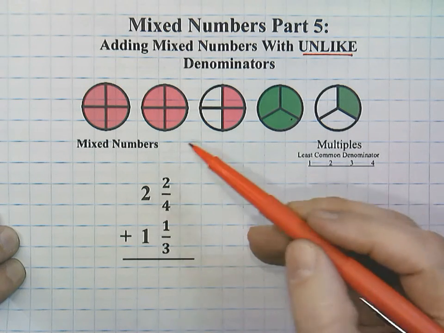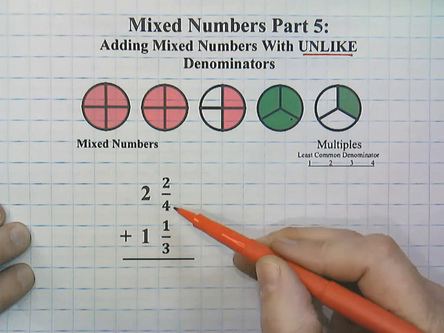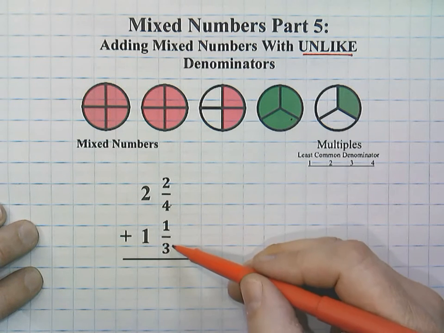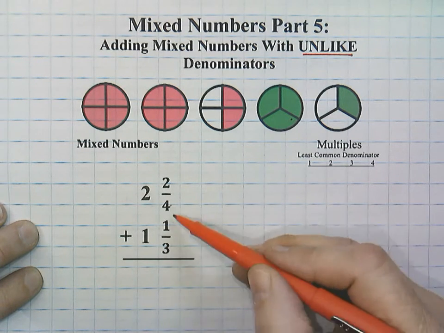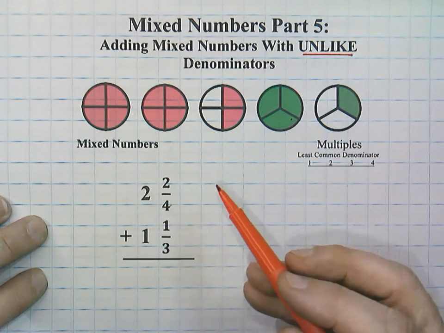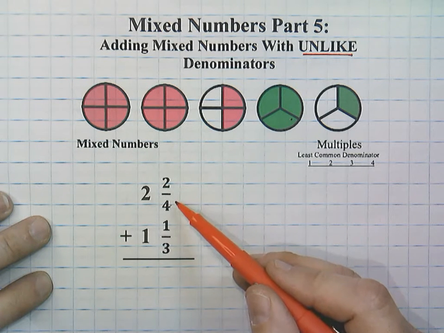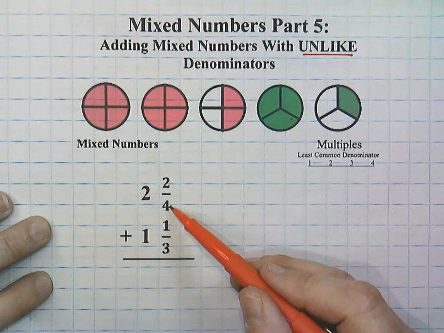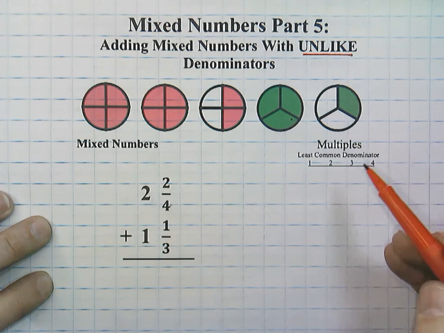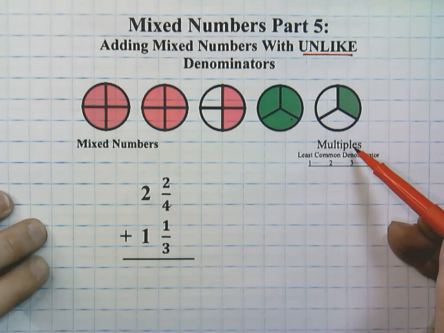Okay, our first step when we add mixed numbers is to add the fractions. And right away, we see that the 4 and the 3 are different, and that breaks the math rule. They must be the same. So our job is to make them the same. And how we do that is we use multiplication, and we are going to have to turn the fourths and the thirds into something that's common. And to do that, we use something called the least common denominator, where we're using multiples.